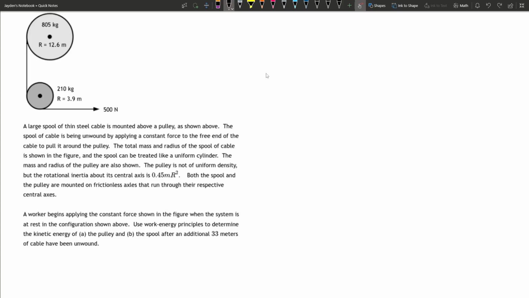Okay, so let's say the system. What is it going to be? I like putting everything in, so let's put the pulley.